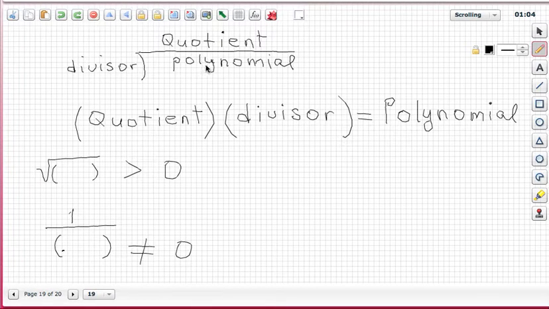A couple of other reminders. When you have a polynomial divided by a divisor and you have a quotient, remember, you can multiply the quotient and the divisor to get your original polynomial. Also remember, you can never square root a negative number, and you can never have 0 in the denominator. Alright, with those reminders, let's go straight into our problem.